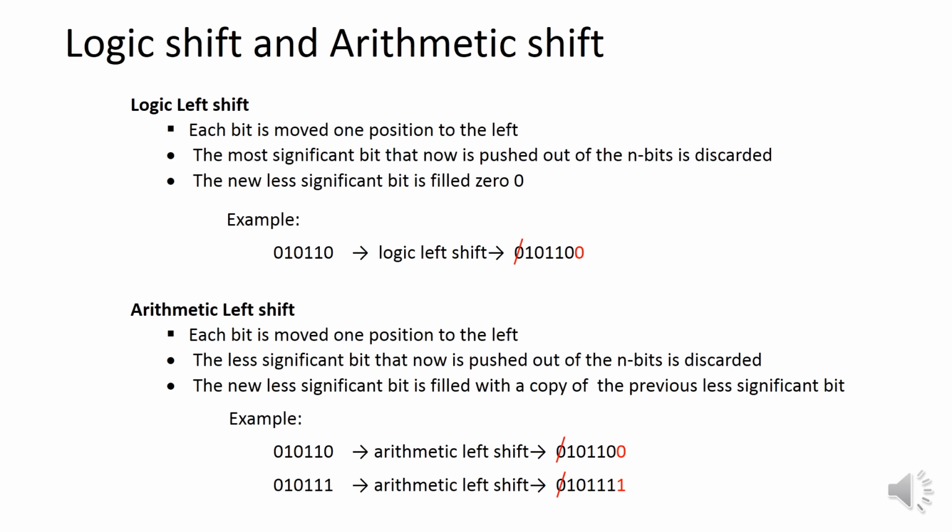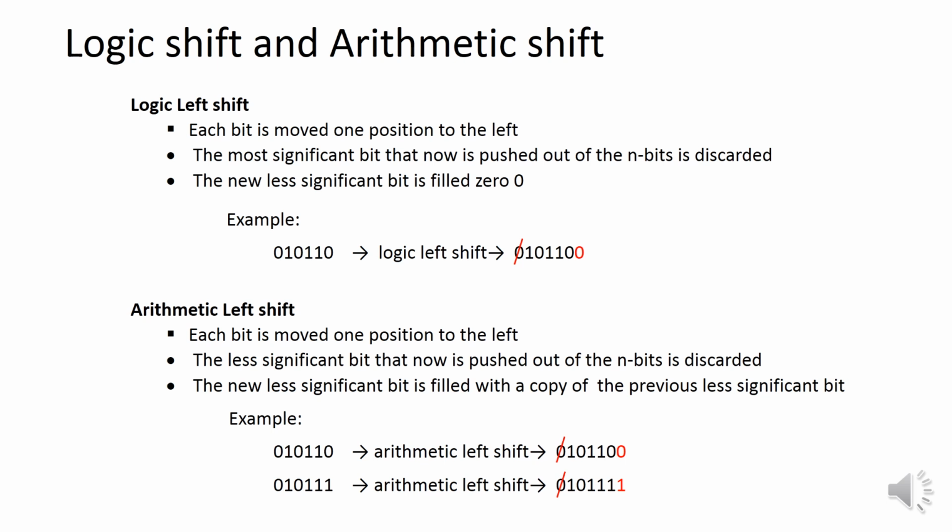Let's see now what the difference is in the case of a logic left shift and an arithmetic left shift. In a logic left shift, each bit is moved one position to the left. The most significant bit that is pushed out of the n bits is discarded, and the new least significant bit is filled with a 0. In an arithmetic left shift, everything is the same, but the new least significant bit is filled with a copy of the previous least significant bit. Example: the new least significant bit is filled with a copy of the previous least significant bit. And another example: the new least significant bit is filled with a copy of the previous least significant bit.